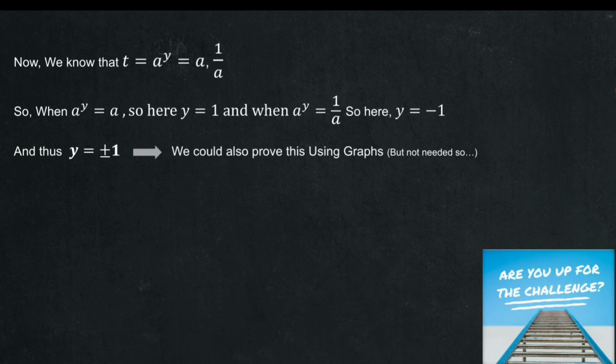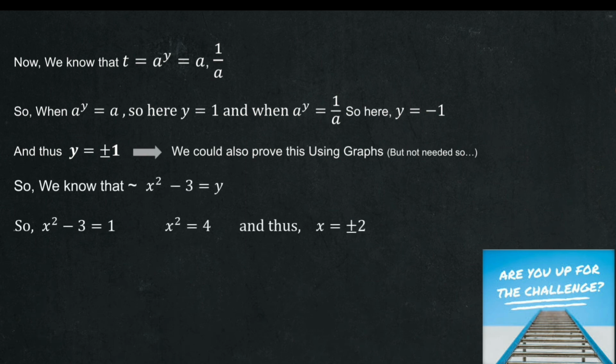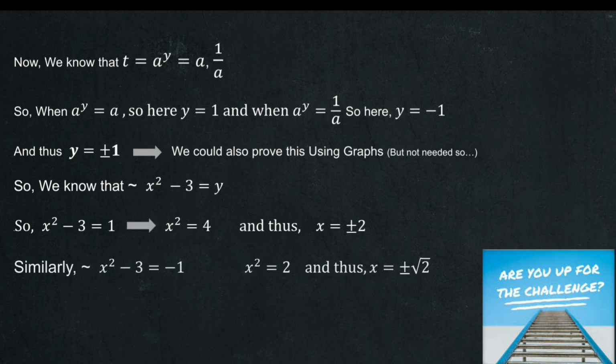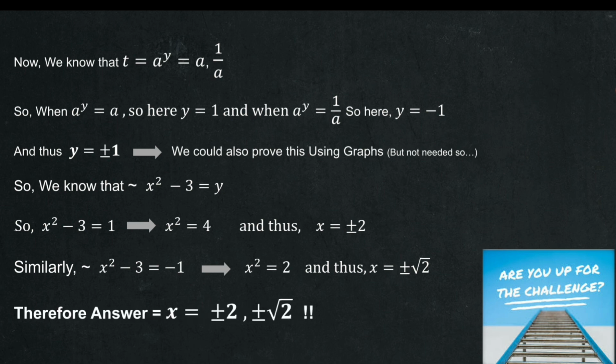So let's continue. We know that x square minus 3 equals y. When x square minus 3 equals 1, we get x equals plus minus 2. And when x square minus 3 equals minus 1, we get the value plus minus root 2. Therefore the answer is x equals plus minus 2 and plus minus root 2.